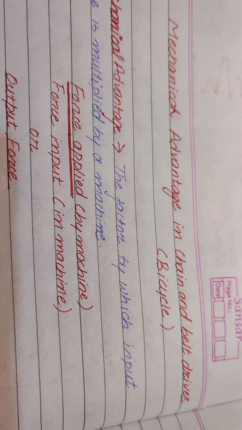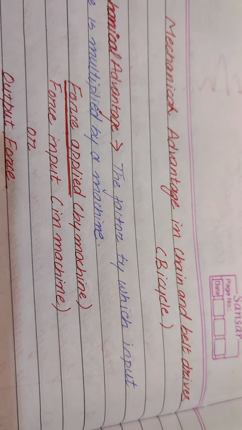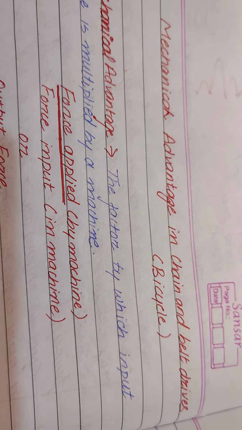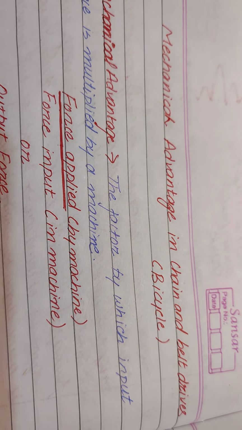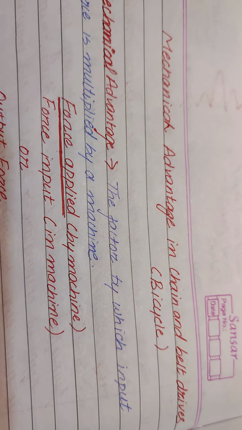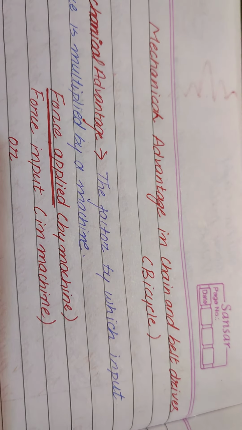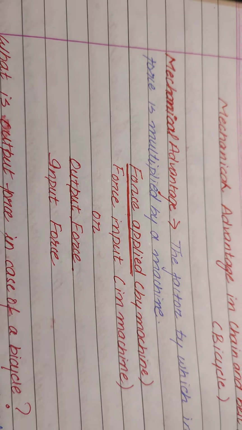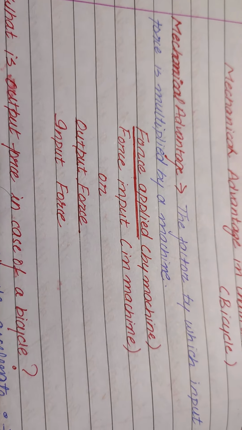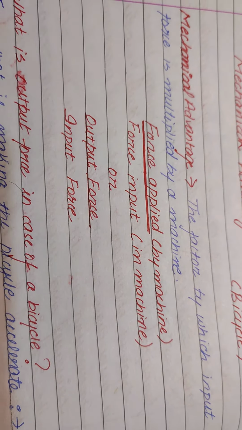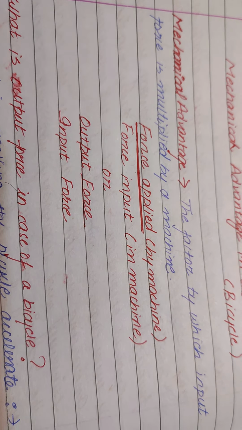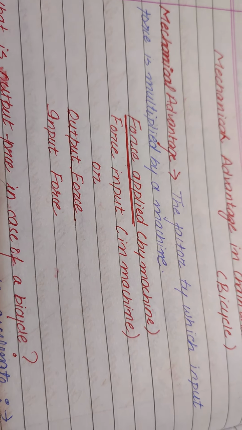Okay, so this video is to summarize our discussion on mechanical advantage, and basically mechanical advantage in chain and belt drives, which is the bicycle. So let's just see what mechanical advantage is. Mechanical advantage is the factor by which the input force is multiplied by a machine.